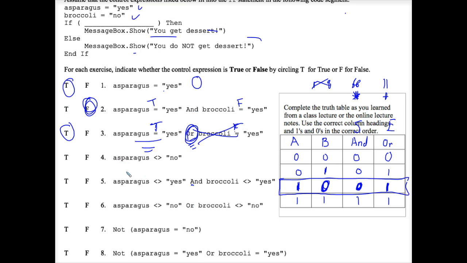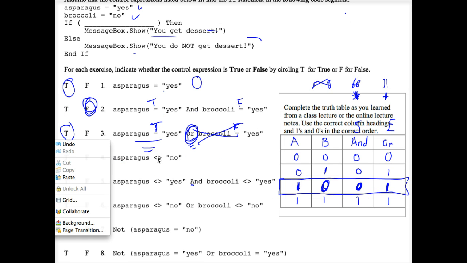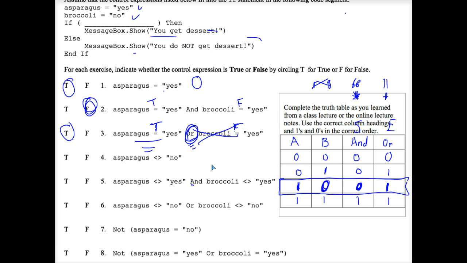Okay, number 4, that's a not equal to symbol, as you read in the lecture notes probably already. In math, we use the famous equals with a slash through it, but that's not on the keyboard. So in Visual Basic, we can't type that. So it's represented like this. That means not equal to.